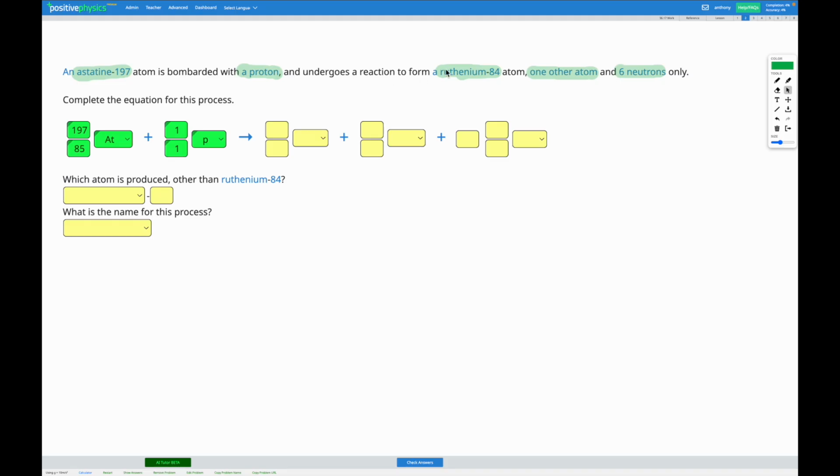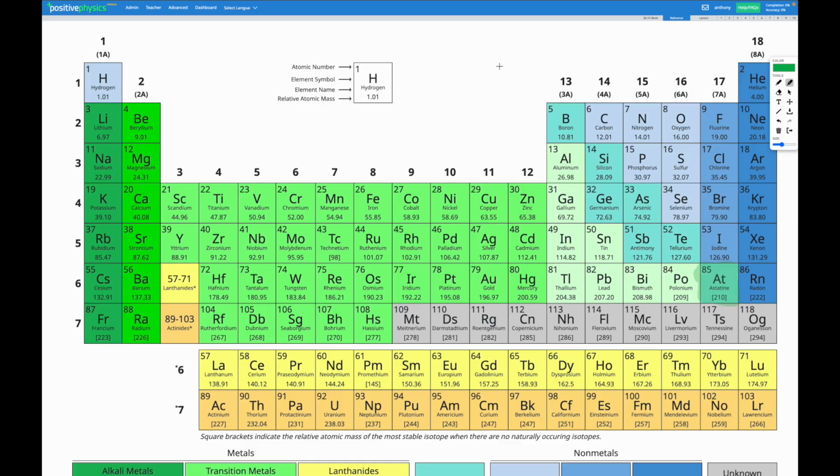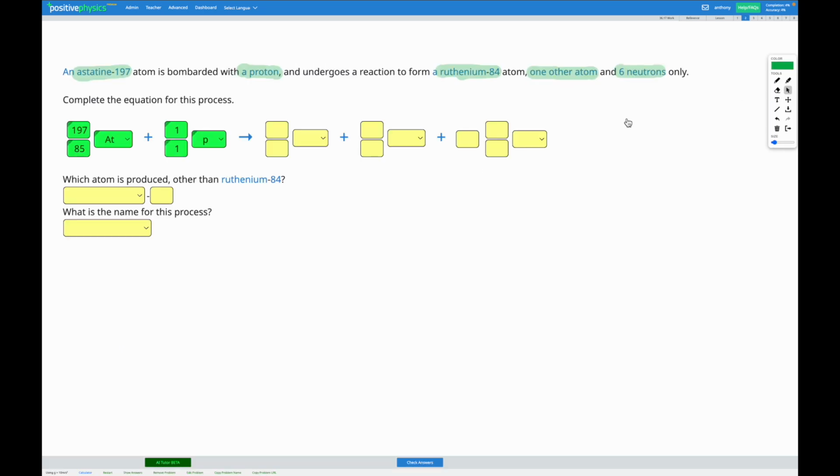We're told it forms ruthenium 84. Let's head to our periodic table again. Here's ruthenium. It has the symbol Ru and the atomic number 44. So we've got Ru for ruthenium, atomic number 44, and we were told it's ruthenium 84. So that's going to be our mass number.